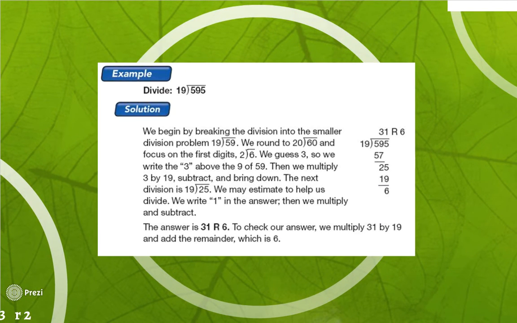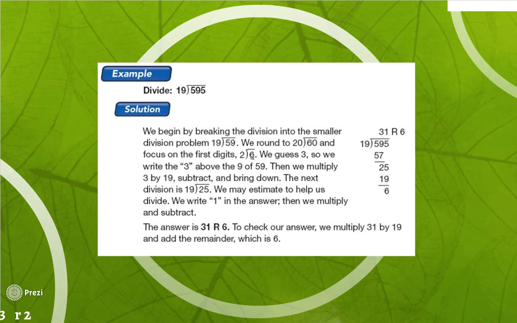So here's our first example, our only example. We're going to divide 19 into 595. What we're going to do is break down this division problem into smaller problems. We're going to round 19 and 59. We're not even going to look at this 5. Just round the 19 and 59. You're going to round 19 to 20 and then 59 to 60. And then you're going to use 3.